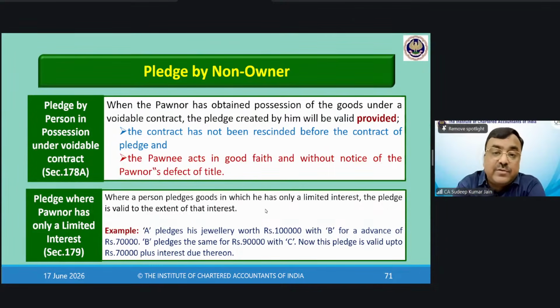Means, suppose the goods are obtained under a voidable contract. The party has the right to avoid the contract but does not avoid the contract.